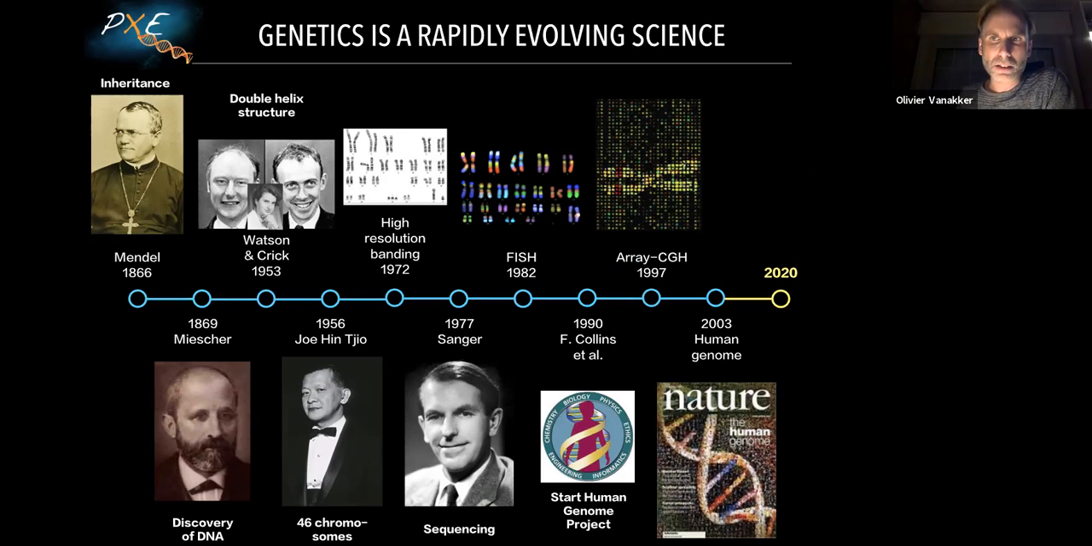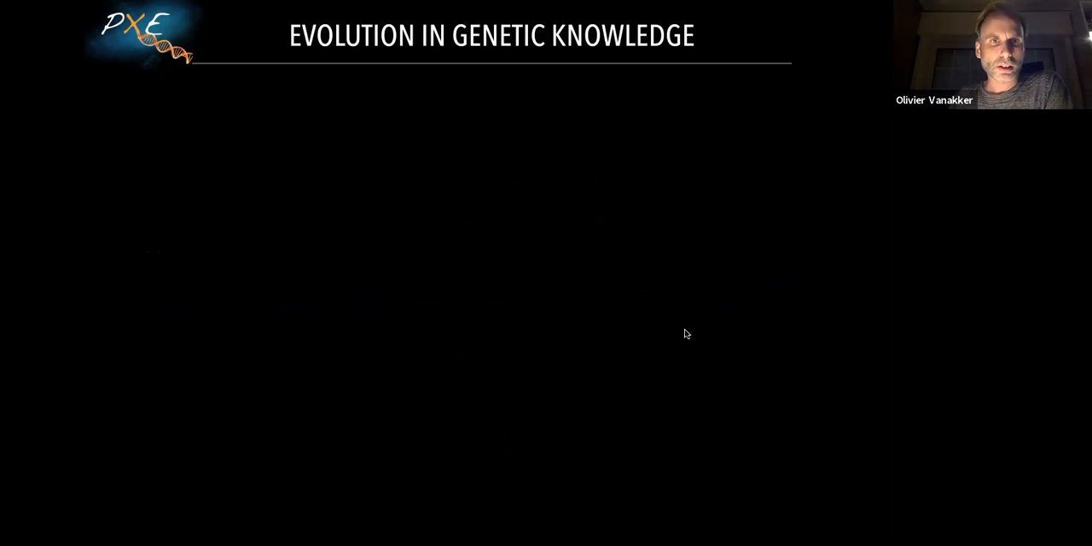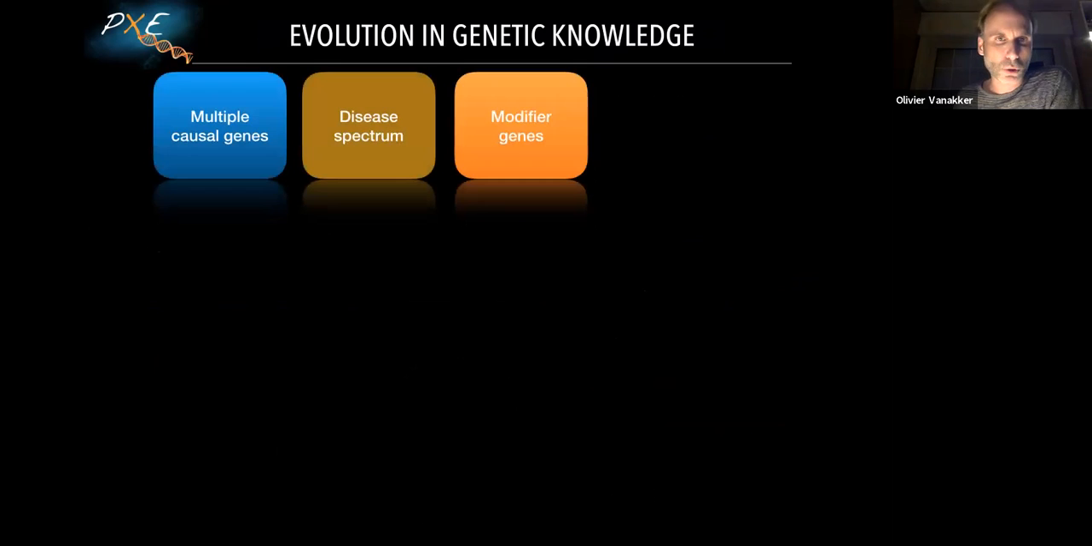And of course, PXE is not an exception to the rule. This has been exactly the same evolution. And some of these things that have evolved are how we look at genetic causes of disease. Originally, we thought one disease, one gene, but now we know that there can be multiple genes that lead to the same disease. Also, that diseases are not standing by themselves, but are part of a larger spectrum of disorders that look alike, but are not completely the same.